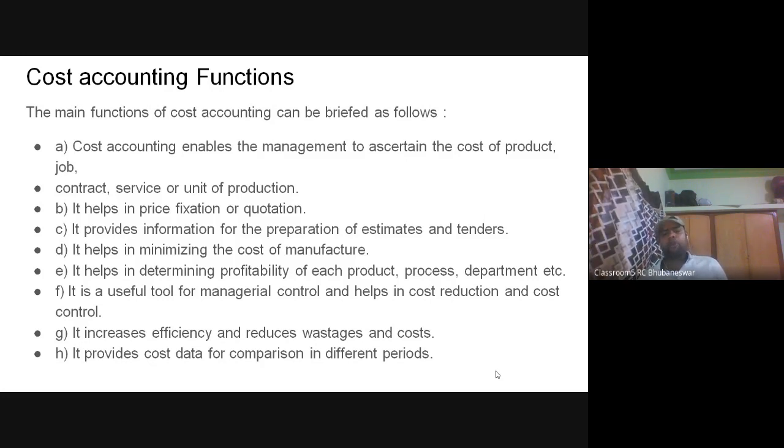Okay, next, it provides cost data for comparison in different periods. So if you want to compare the cost figures at different time periods, then it can be possible through the help of this cost accounting, because we have our record. So we will be comparing each and every item or cost figure at different time periods.